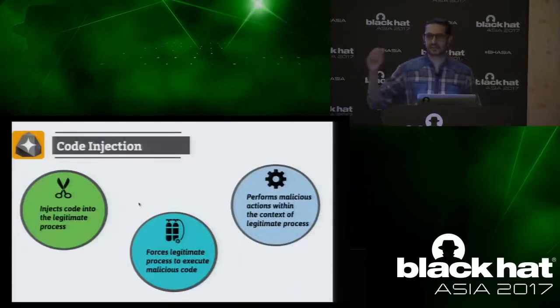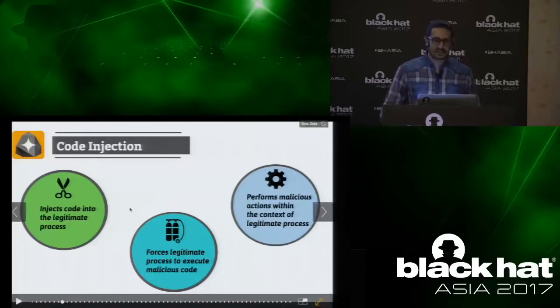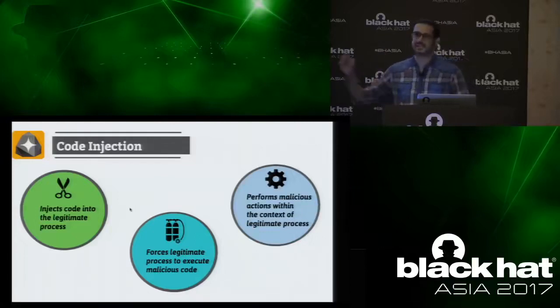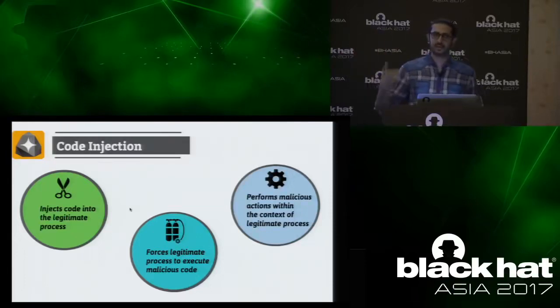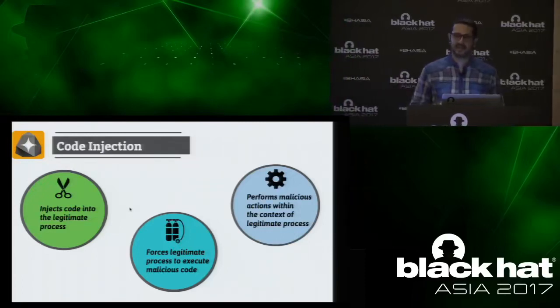Which means you need to understand what code injection is. Code injection is a technique in which a malware injects code into a legitimate process, and it forces the legitimate process to execute malicious code. So why do attackers do that? One, it can reside only in the memory, which means it can bypass your hard disk forensics. Second, because the code is injected into the legitimate process, and the legitimate process is forced to execute malicious code, it can even bypass the whitelisting software.